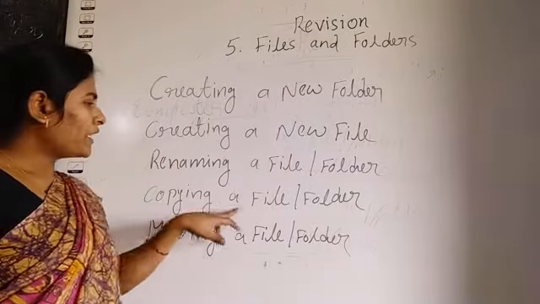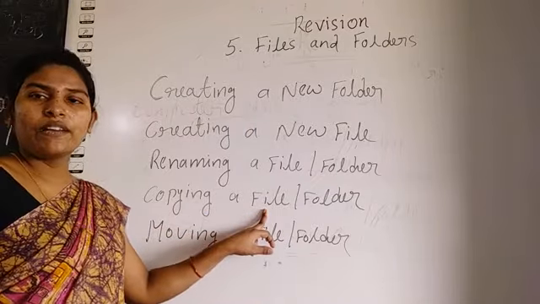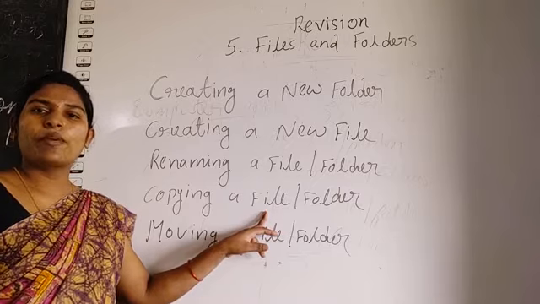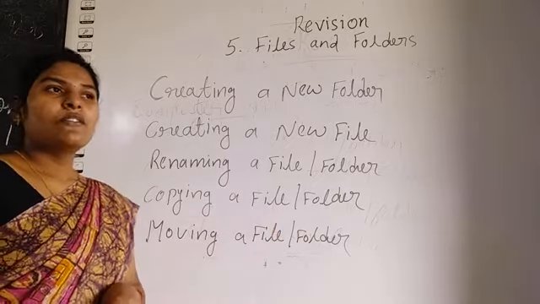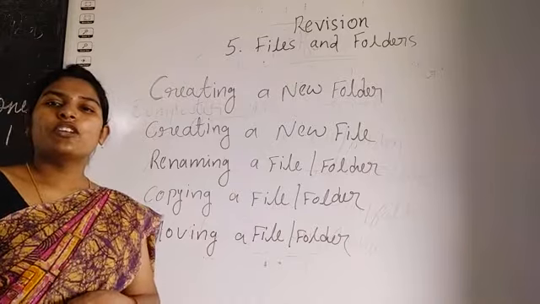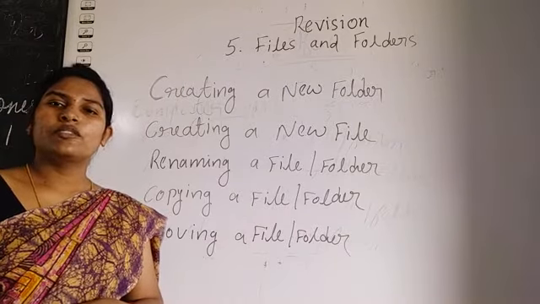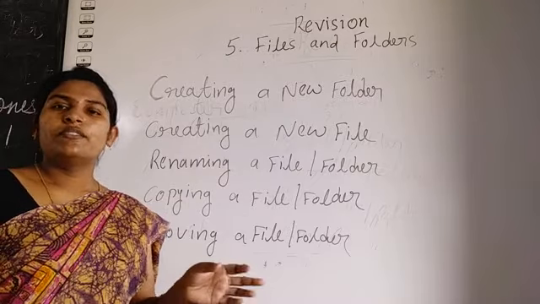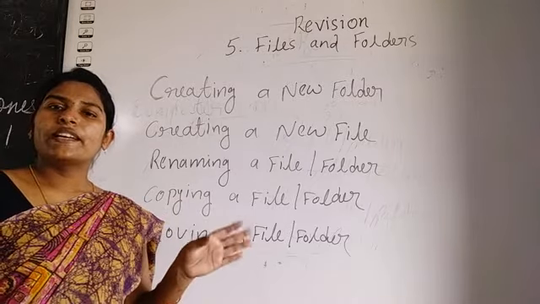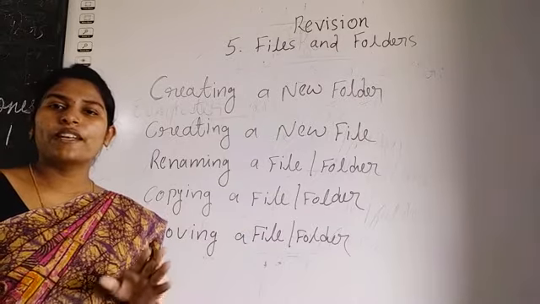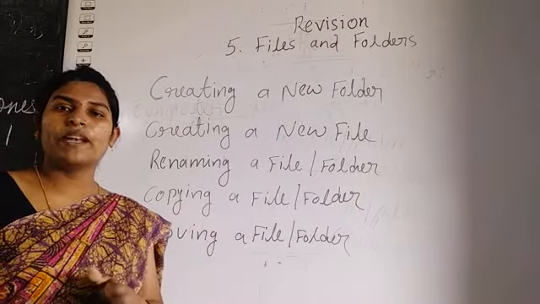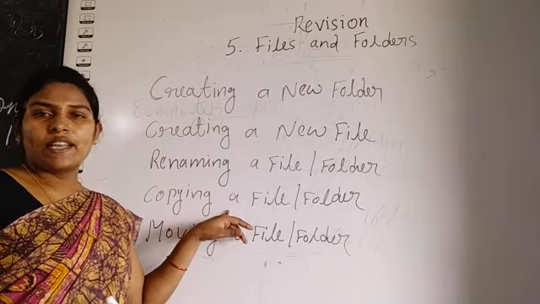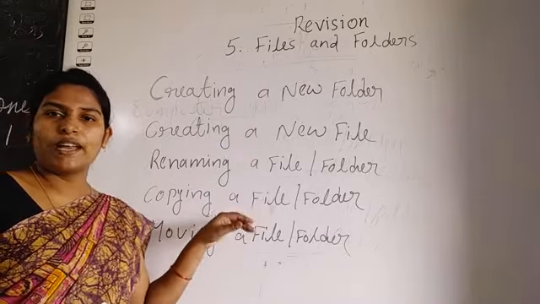Next, copying a file or folder from one place to another place. How to copy from one place to another place? First, open the file or folder you want to copy. Here we go to the navigation pane. We can click where our file or folder is contained. That folder we can open. After opening that, in the content pane we can select a file or folder.